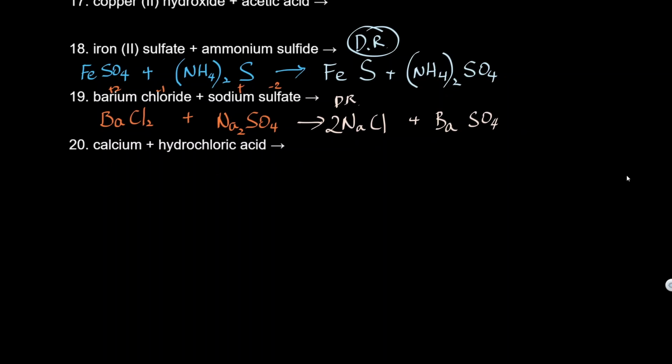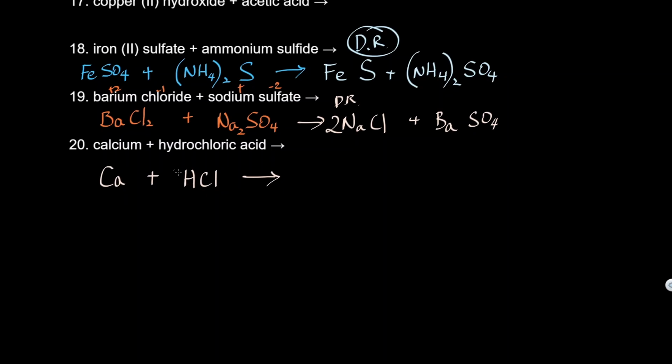So number 20 now. Calcium. When it says just calcium, that's just metal calcium right there. You don't need to do anything. Hydrochloric acid, just know that it's HCl. Okay, it's a strong acid. Now, when you put a metal with hydrochloric acid, some bubbling will happen. That bubbling is usually the hydrogen gas right there.